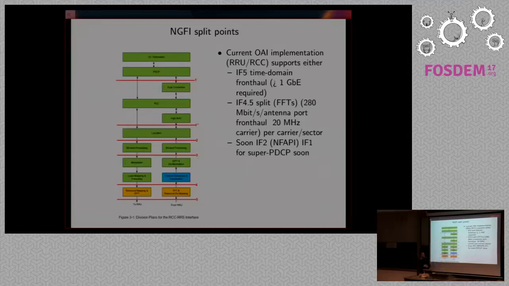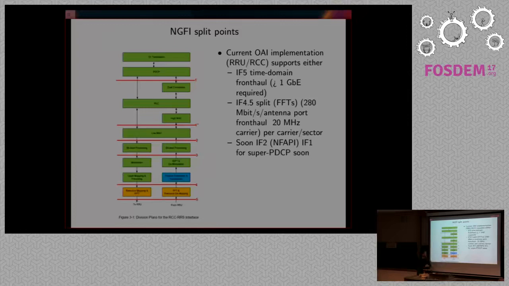Then you can go up further in the stack. They define this one, interface 3, which is just before the bit level processing. Then another one, interface 2. And then there's that one up there, interface 1 prime. From what I'm seeing out there, this interface exists today. 4G uses this. They put a fancy label on it, but this is the CPRI interface today.